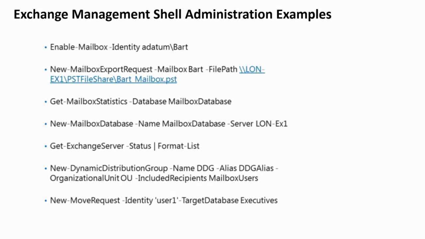For example, if you use New-DynamicDistributionGroup, for example, when you use New-DynamicDistributionGroup -Name DDG -Alias with the organizational unit, so you include recipients. This command creates a query-based dynamic distribution group. The name of this group will be DDG, located in the organizational unit or OU, and has the alias DDG alias.